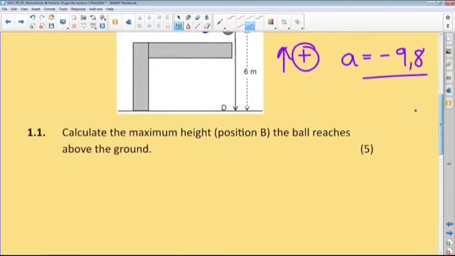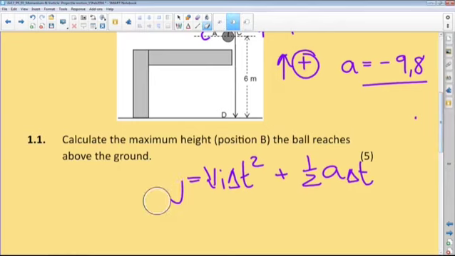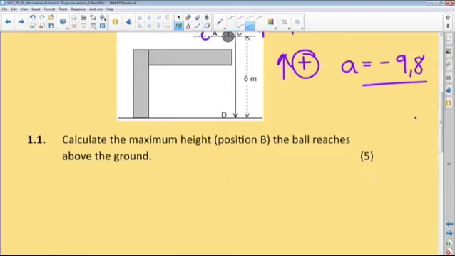I'm going to use delta y. It is not this equation, because I was about to do this equation: Vi delta t squared plus half a delta t. Now, if I look at this, I'm going to go, not a good choice. I don't have time. I could work it out, but for 5 marks, definitely not what they want. So it's not that equation. The equation I want to use is this one: Vf squared equals Vi squared plus 2a delta y.